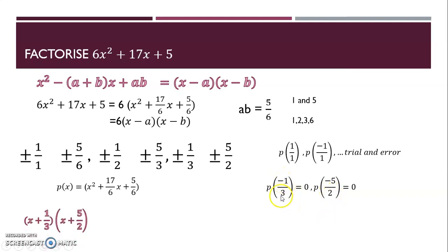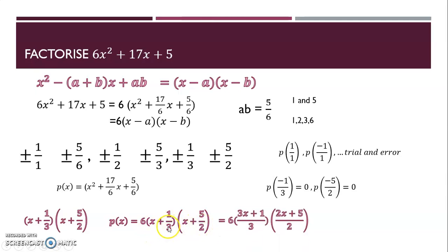So if p(−1/3) is 0, what do we get? We get x − (−1/3) is a factor, that is, x + 1/3 is a factor. p(−5/2) is 0, so x − (−5/2), that is x + 5/2, is a factor. So p(x) was 6 times (x − a)(x − b). So (x − a)(x − b) here is (x + 1/3)(x + 5/2).